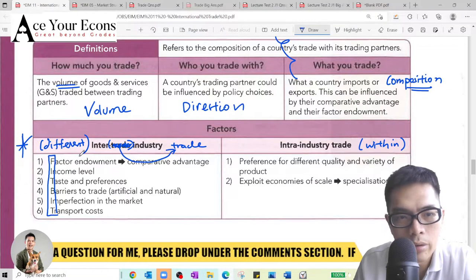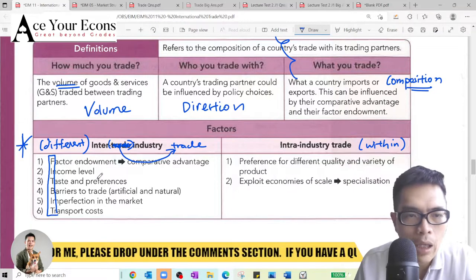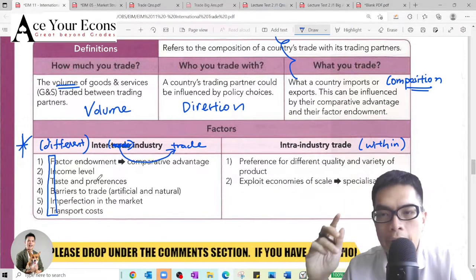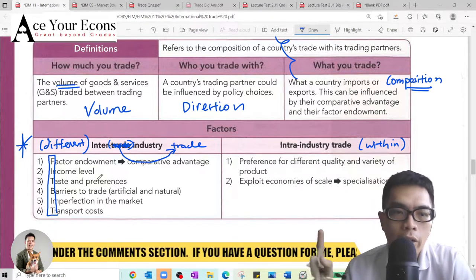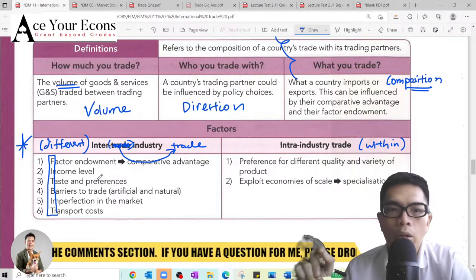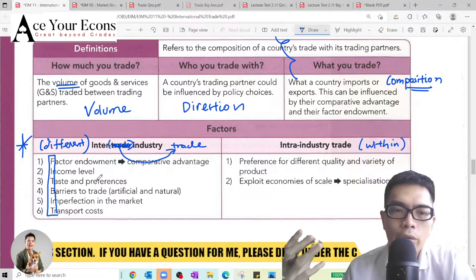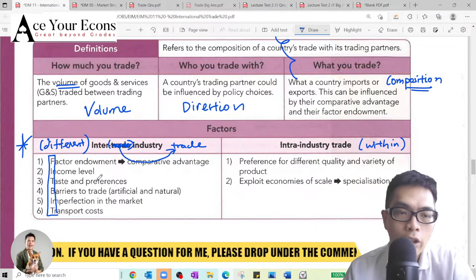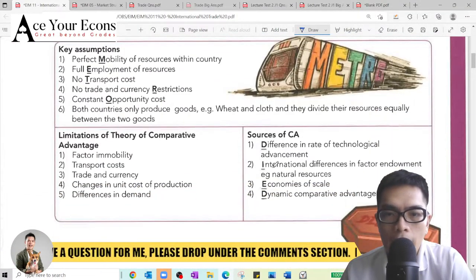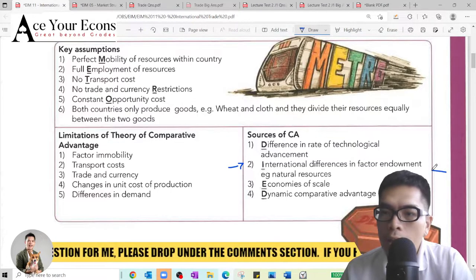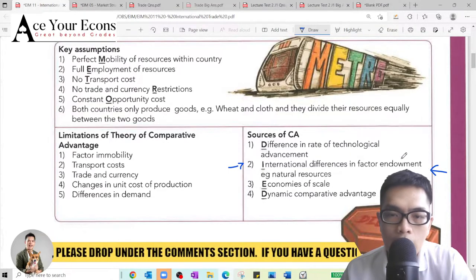These are the six factors that affect your inter-industry trade. I'll go through one by one. Later on in the practice question, I want you all to focus on number one. Number one is very important, especially factor endowment. Your factor endowment is going to result in different countries having different comparative advantage in different production. Remember, the concept actually comes from the coffin, the second point from the coffin. Different factor endowment will result in different countries having lower opportunity costs in different production.